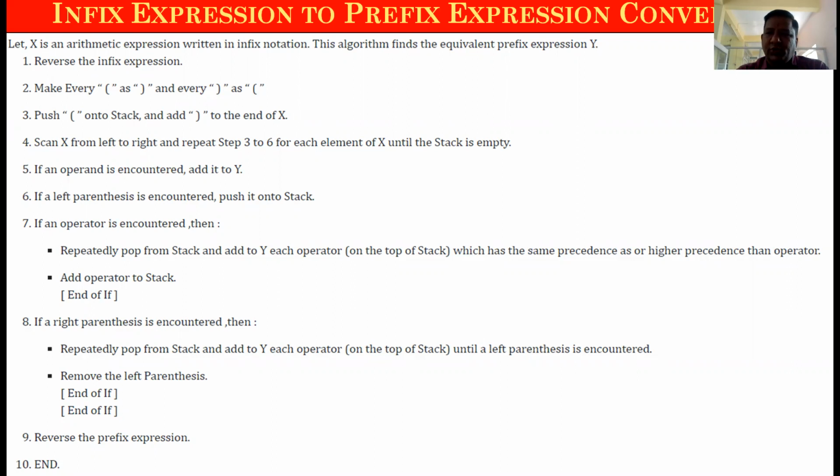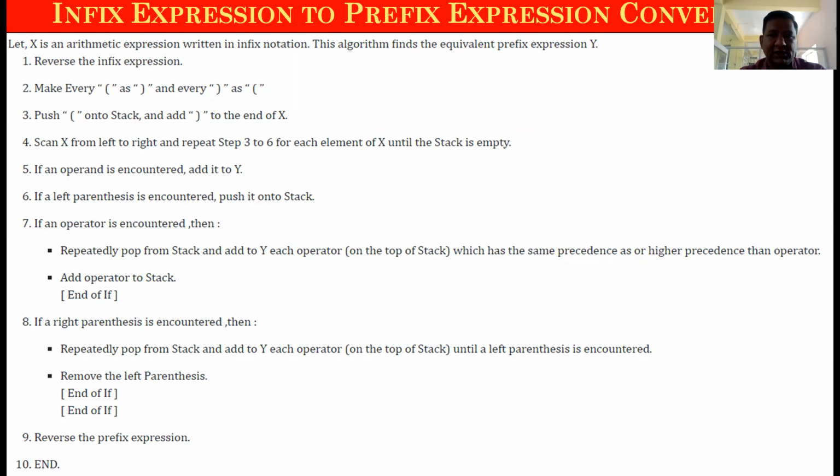The infix expression to postfix expression conversion algorithm we have already discussed. One should be very clear about that infix to postfix conversion, because somewhere we are going to use that algorithm in this infix to prefix expression conversion also. Again, let X be an arithmetic expression which is written in infix notation. This algorithm is written in order to find an equivalent prefix expression Y. Equivalent prefix expression means only the way of representation of an infix expression will change to prefix expression, but the meaning of the expression will never change.